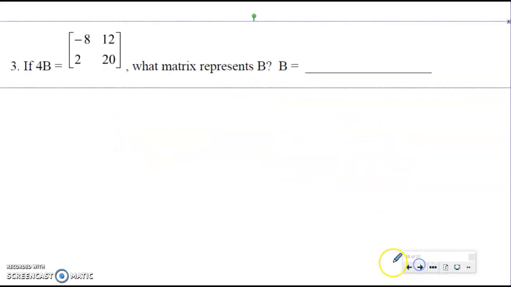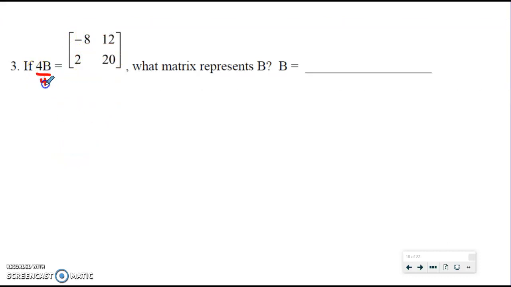Okay? So if I look here, I want to figure out what matrix B would be. If I took 4 times B, I get this answer of -8, 12, 2, and 20. Well, how can I find that? Well, I could divide it by 4. So I could take all of these things and divide them by 4 to figure out what matrix B is.